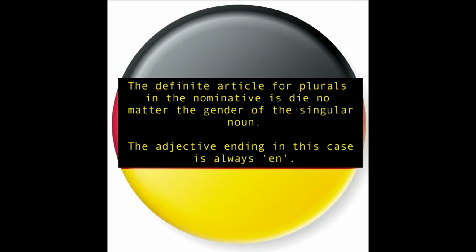You'll also notice from that table that the definite article for plurals in the nominative is die, no matter the gender of the singular noun. And in this case, the adjective ending is always en.